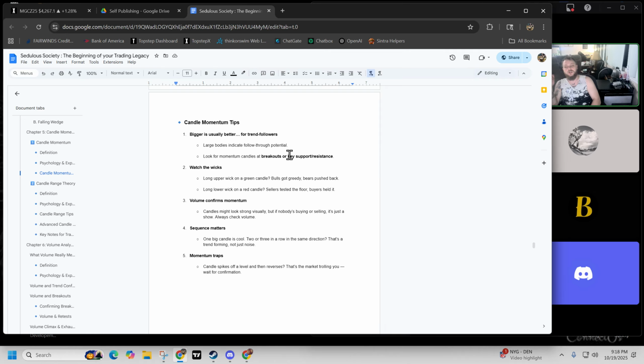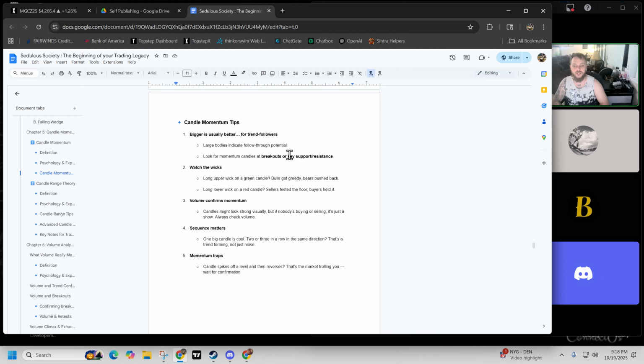Watch your wicks. Long upper wicks on a green candle: bulls got greedy and bears pushed back. We've talked about this. When you start seeing the candle shoot up and all of a sudden it starts shooting down, it's because these guys are like, you're not going that way. You're not stepping up anymore. We're not going any further. You're going right back where you came from, right? It's rejection. It's straight up rejection. Long lower wick on a red candle: sellers tested the floor and buyers stopped it. It's simple. You're not going any lower, right?